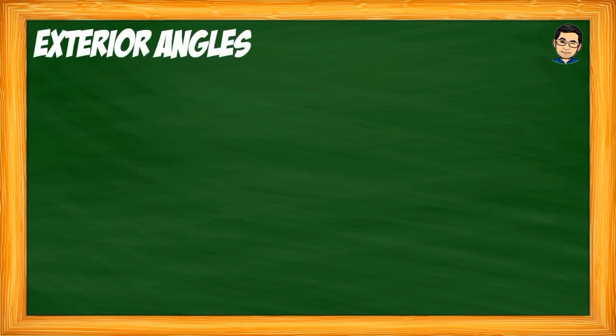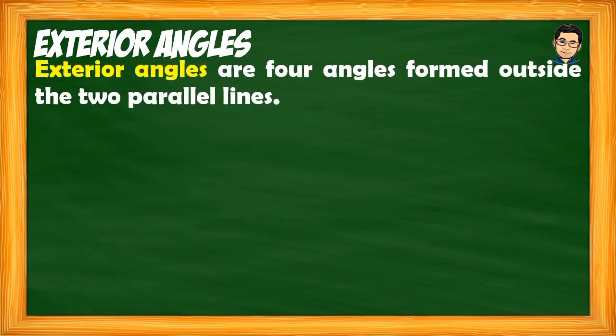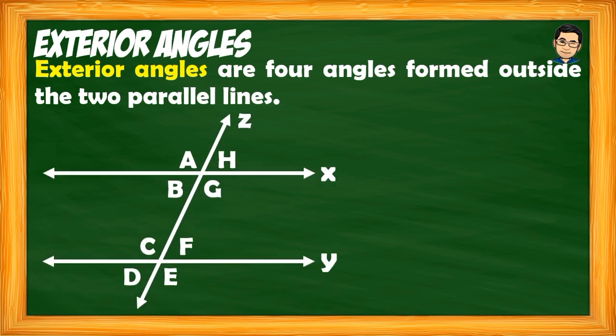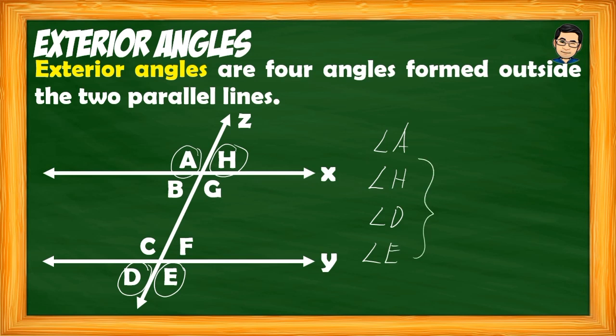Now, kung meron po tayong interior angles, we also have exterior angles. So, exterior angles are four angles formed outside the two parallel lines. So, yung mga angles naman na ito, na-form po sila sa labas ng dalawang parallel lines. So, yung ating mga interior angles, ayan, B, G, C, and F. So, yung ating mga exterior angles are angle A, angle H, angle D, angle E. So, sulat ulit natin, angle A, angle H, angle D, and angle E. So, these are all exterior angles. So, nasa labas po sila. So, pag interior sa loob, exterior sa labas.